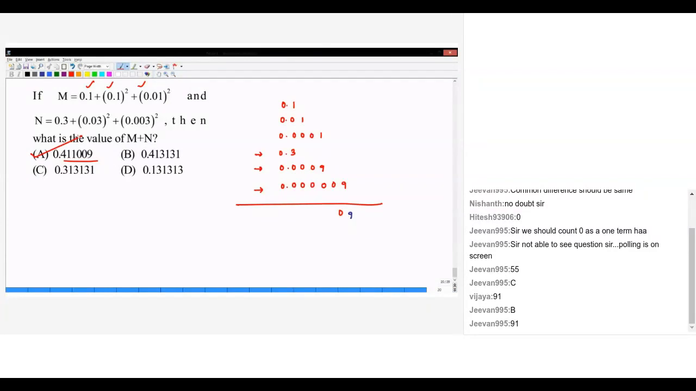Even if you add everything, you're going to get the same. It's going to be 1. Sorry, 0. Then it's going to be 1. It's going to be 1. This is going to be 4.